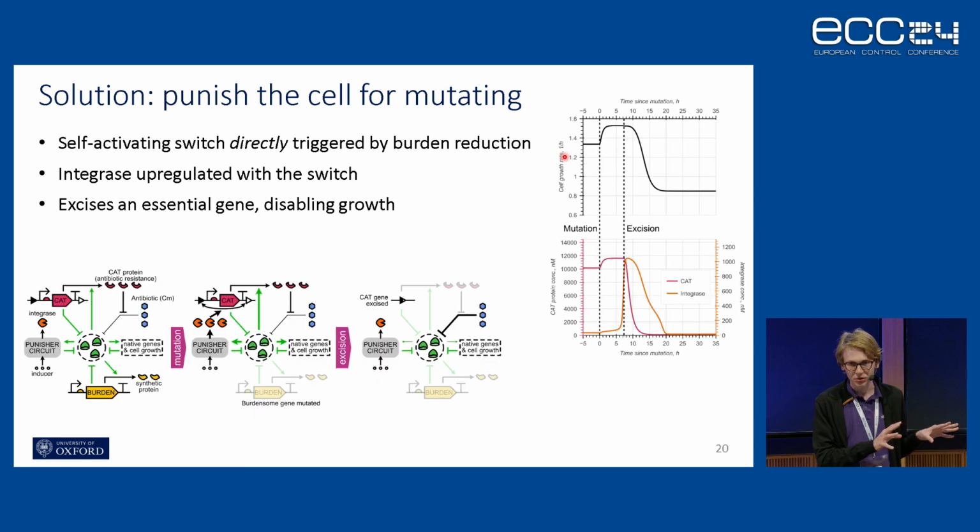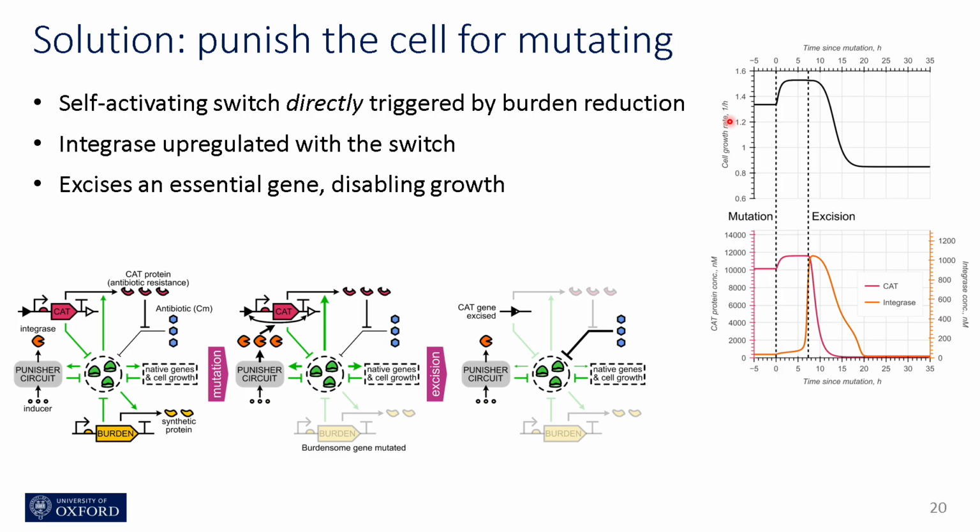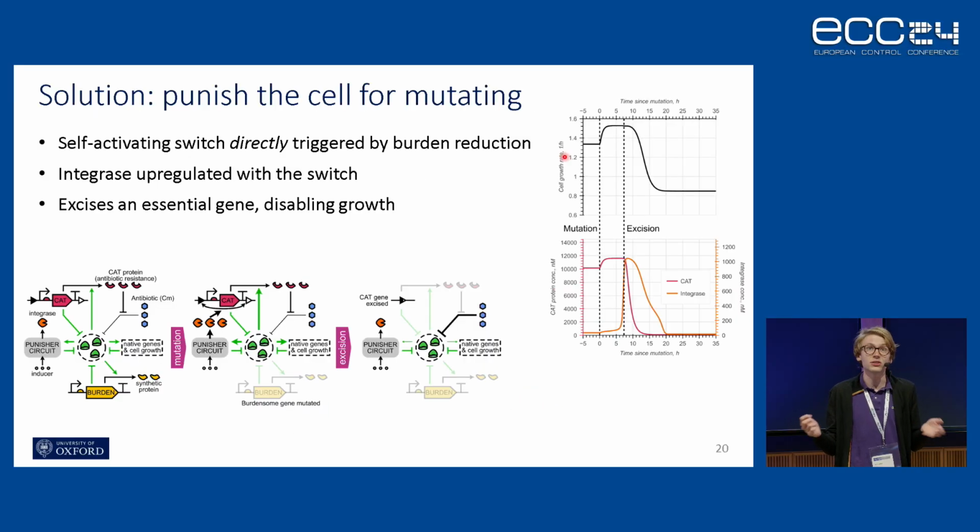So when we have this Punisher circuit present in the cell alongside some other synthetic burdensome gene, first we have quite a lot of burden, so the cell doesn't grow all that fast. But when this burdensome gene is mutated, then we have more resources for growth, but also for integrase synthesis. So its level increases and cuts out this essential gene, and therefore you have a slowdown of cell growth. For example, if this essential gene is antibiotic resistance, then the cell will basically be killed by antibiotics. This is exactly what we can see in simulated trajectories, where upon mutation the cell growth first experiences an uptick, but once the integrase catches up with it, then it plummets.